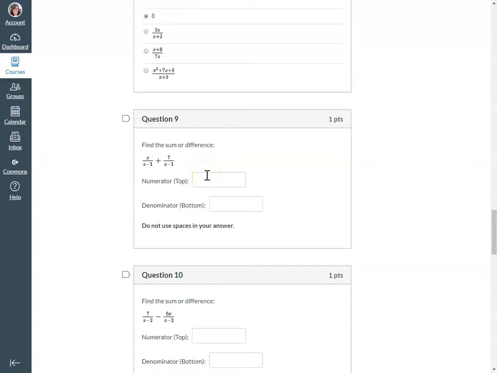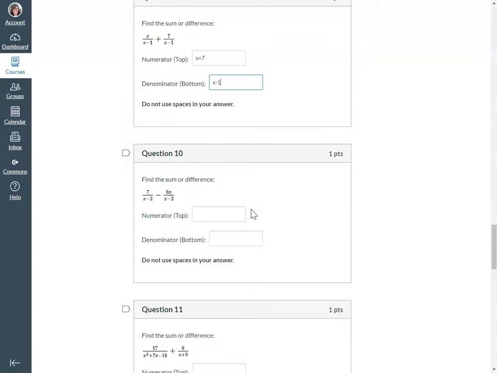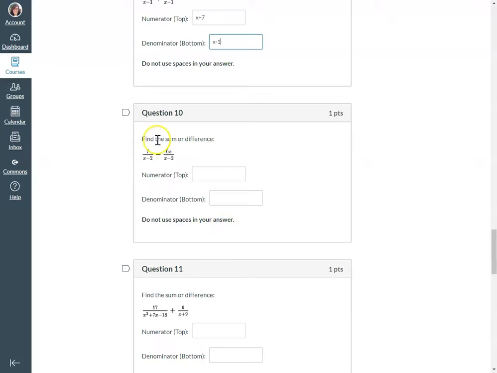Okay, on number 9, I'm finding the sum or difference. Notice they have the same denominator. So when they have the same denominator, I just add the two pieces on the top, x plus 7. And then my denominator stays the same. So it stays x minus 1. Over here on number 10, when it says find the sum or difference, notice this one has a minus sign in between. So I am going to write 7 minus 6x, and then my denominator stays the same.